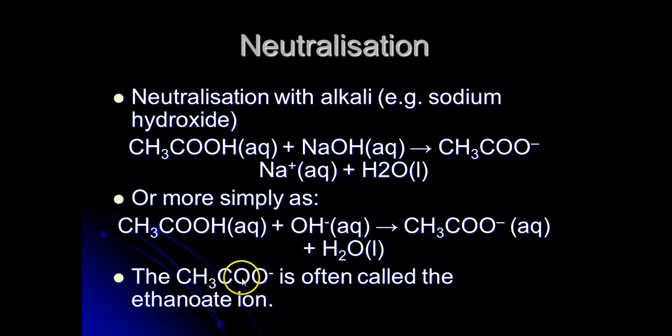And this is often called the ethanoate ion. So you'll see lots of these. If you started with methanoic acid, you'd get methanoate ion. So it's basically carboxylic acid without the H plus on the end.